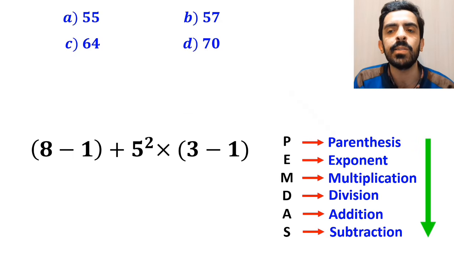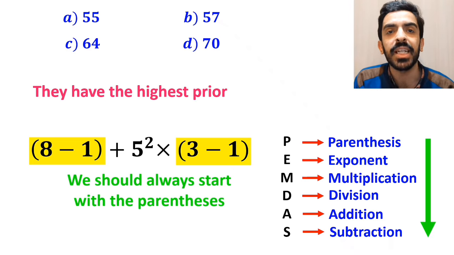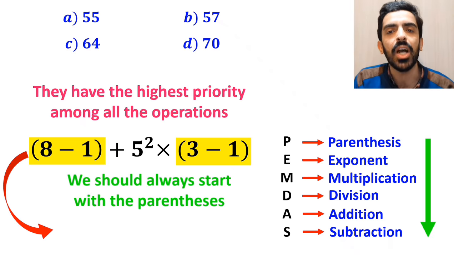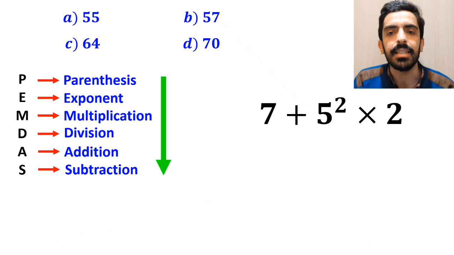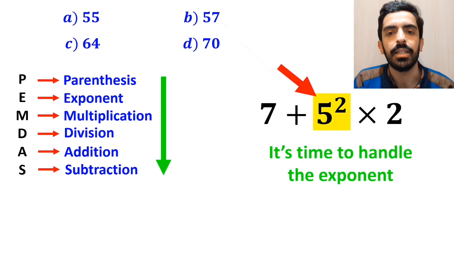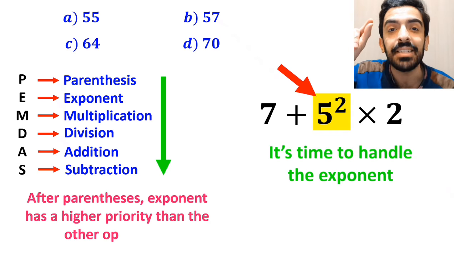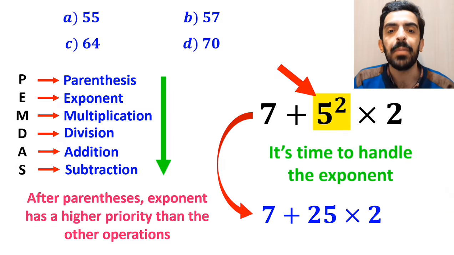According to the PEMDAS rule, we should always start with the parentheses, since they have the highest priority among all the operations. So, instead of the original expression, we can rewrite it as 7 plus 5 squared multiplied by 2. And the next step, it's time to handle the exponent, because after parentheses, exponent has a higher priority than the other operations. So, we rewrite this expression as 7 plus 25 times 2.